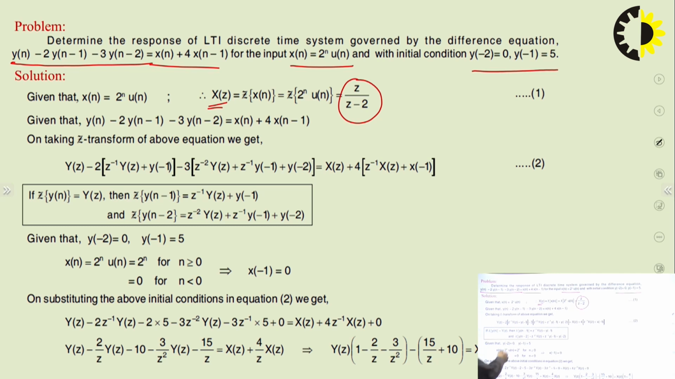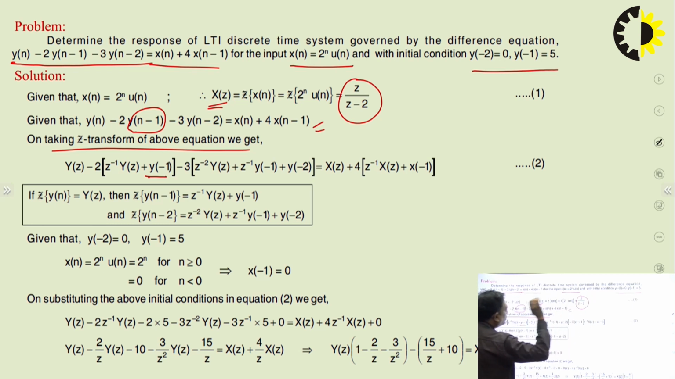Now we will take this equation. Taking the z transform of the equation on both sides, y[n] corresponds to Y(z), and for y[n-1] the z transform is z to the power minus 1 Y(z) plus y[-1], because initial conditions are given and we are finding the response. If we were finding the transfer function, in that case we would assume all these initial conditions to be 0, but because we are finding the response, we have to take these initial values.